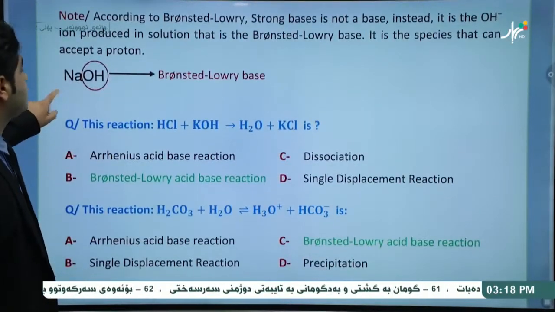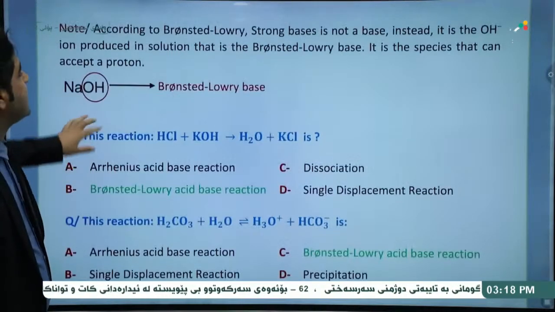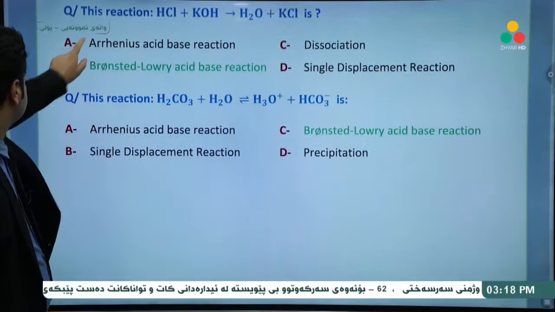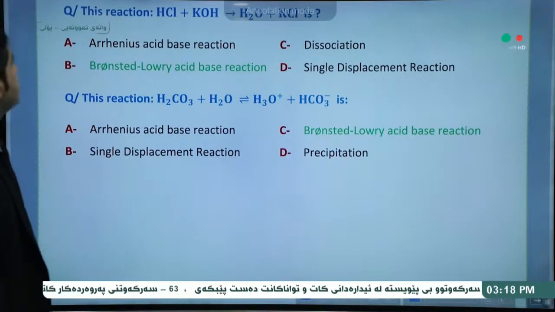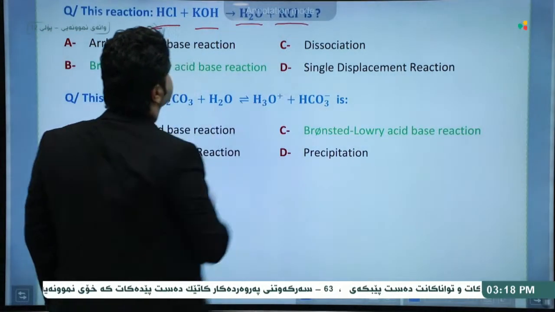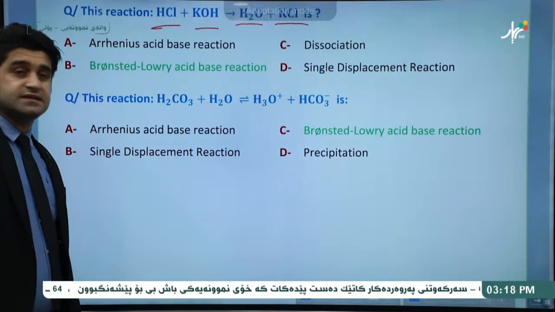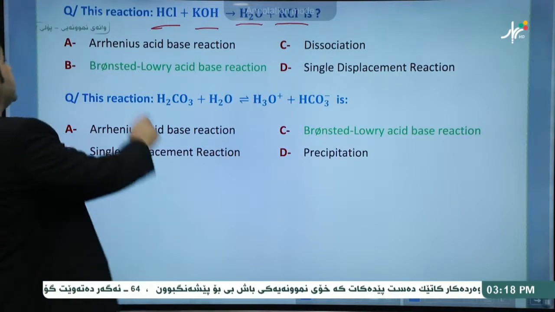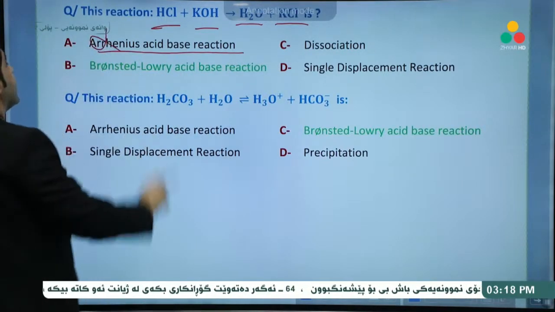According to Brønsted-Lowry, well, we have many discussions about that. So memorize these things as they are. This reaction, HCl plus KOH producing H2O plus KCl. This is an acid-base reaction producing water and salt. Okay. Is it an Arrhenius acid-base reaction? No, Arrhenius did not have that property.